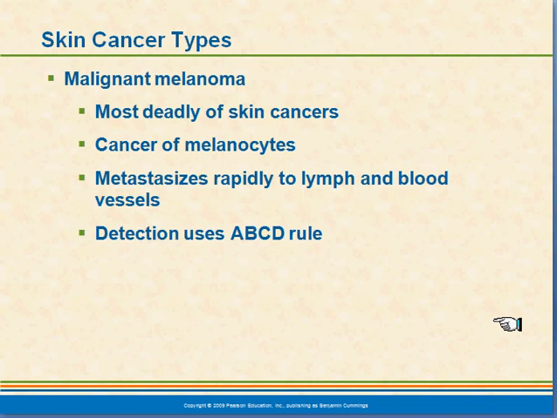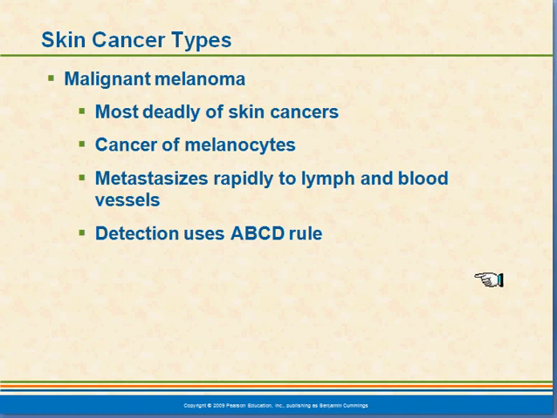It metastasizes rapidly to lymph and blood vessels and can end up anywhere in the body. One of the common places that we see is actually in the brain. A lot of brain cancers are metastatic melanomas. When someone is diagnosed with a brain cancer, in fact, because the tissues of the brain themselves rarely become cancerous, they start looking for skin lesions.